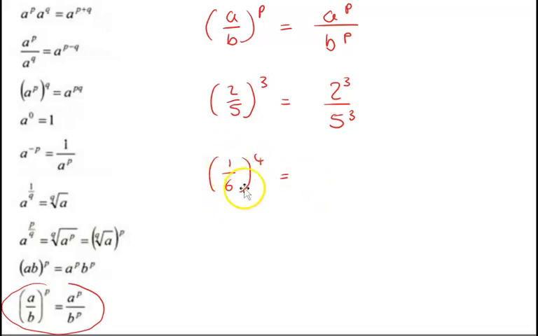Let's say we have 1 over 6 to the power of 4. We can rewrite that as 1 to the power of 4 over 6 to the power of 4. So we attach the power to the numerator and the denominator. And let's say we have 5 over 4 to the power of 2. We can rewrite that as 5 to the power of 2 over 4 to the power of 2, and so on.